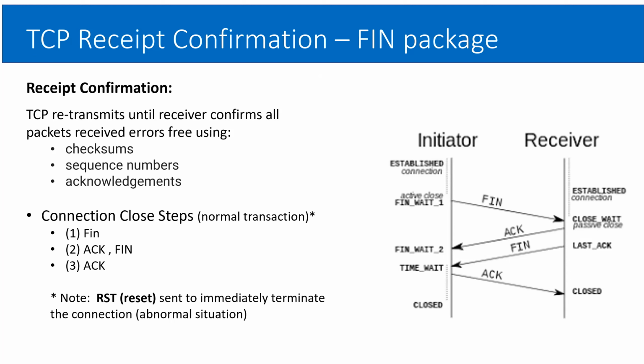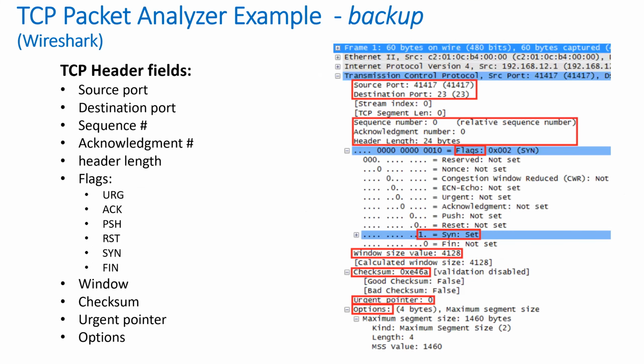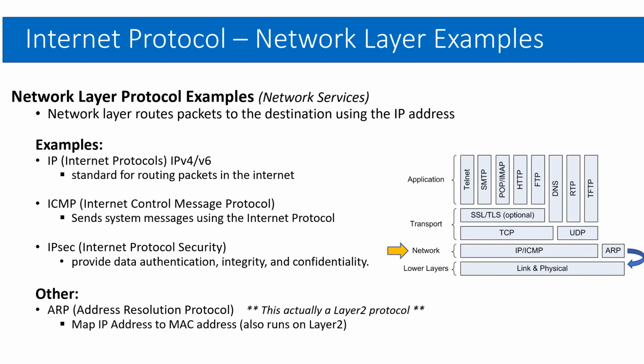Behind the scenes and under the covers, the receiver is checking to make sure I got everything. Did I get all the sequence numbers? I'm checking the checksums to make sure of the integrity of the data. Nothing's been compromised. And then I'm acknowledging back to you that I got it. We're good. We can close. And if you looked in Wireshark, you would see those actual records going back and forth.